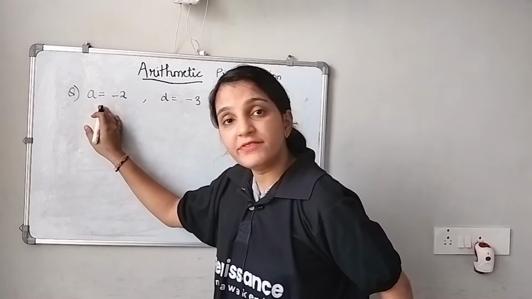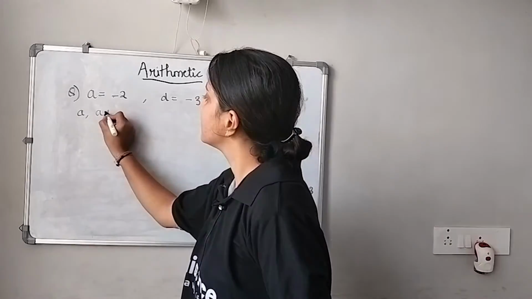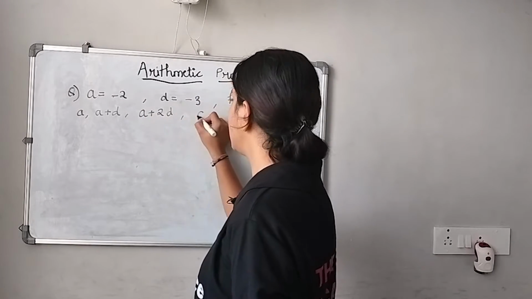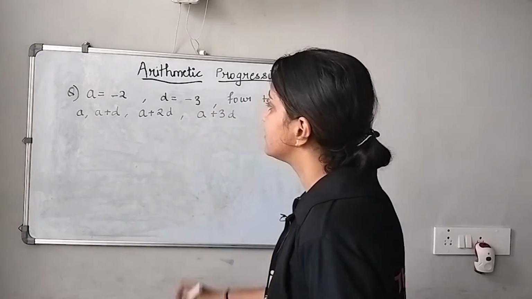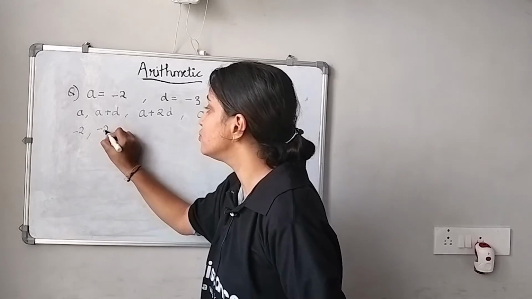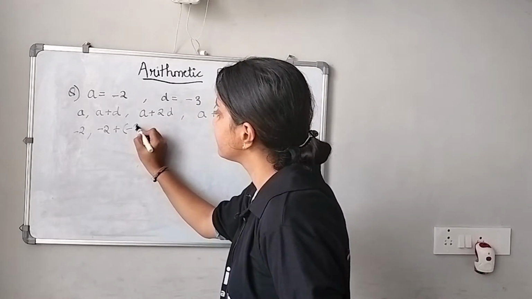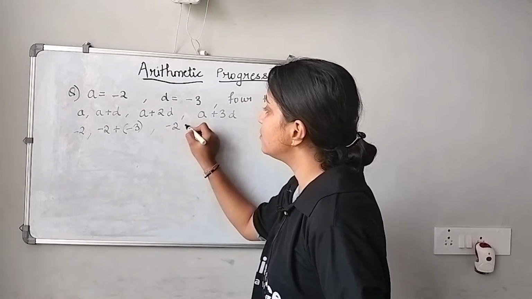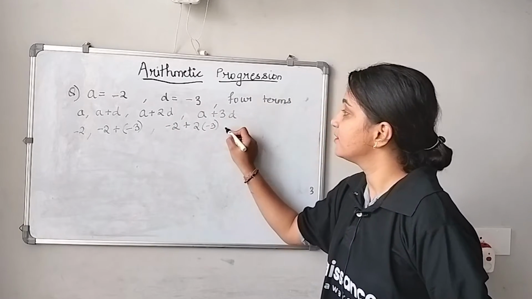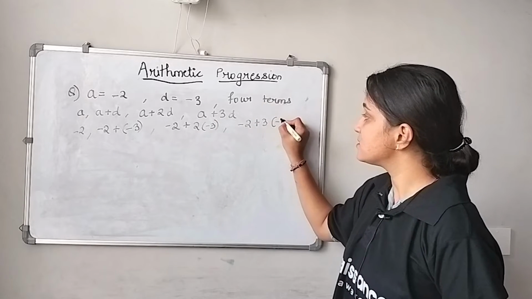So the first term we take as A. The next term is A plus D. The next term is A plus 2D. The last term is A plus 3D. Now what is our A? Minus 2. Write it as minus 2. Then minus 2 plus D is what? Minus 3. Then next is minus 2 plus 2 into D, that is minus 3, comma. Last term is minus 2 plus 3 into minus 3.